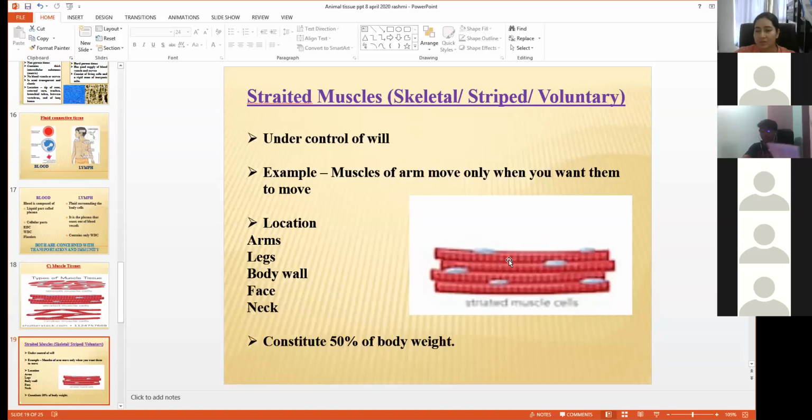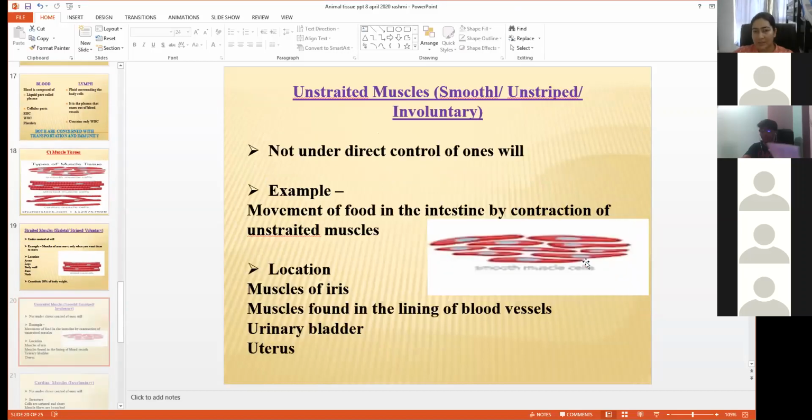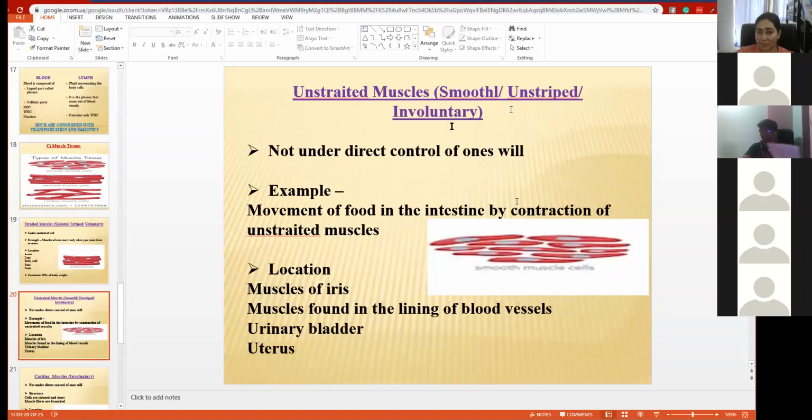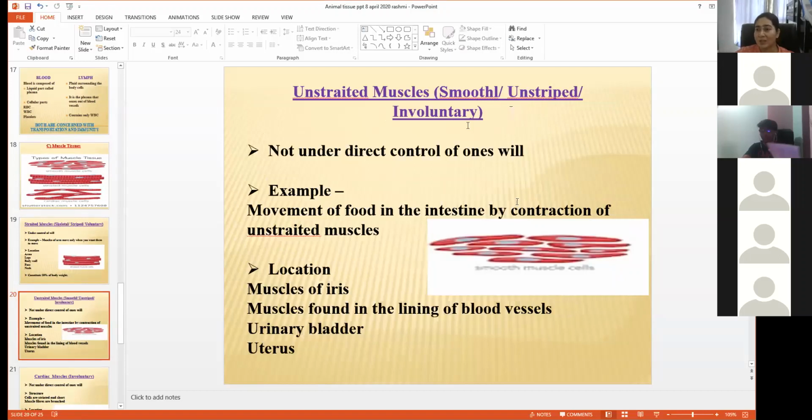Now, children, how are these muscles? Can you see this? These muscles are elongated. They are not branched. However, you can see the small stripes, so they are striped and elongated. Now we see the unstriated muscles. How do they look? The unstriated muscles, students, are also called smooth muscles, or unstriped, or involuntary. Now, why do we say that they are involuntary?